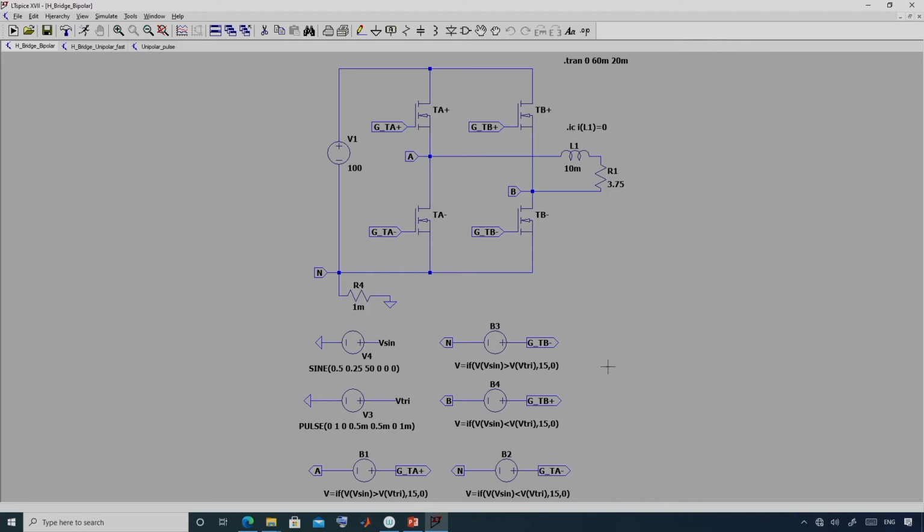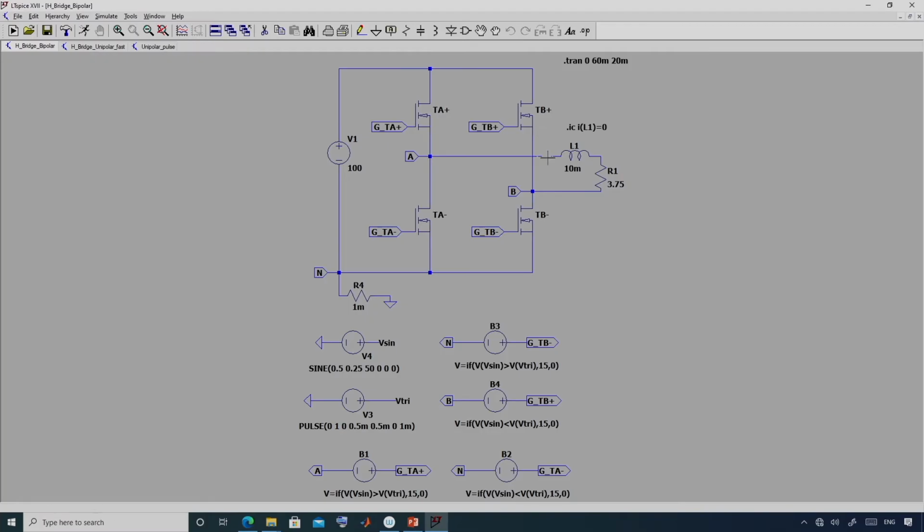I have simulated both the unipolar PWM and bipolar PWM to show you whatever we have discussed till now in the H-bridge. You can simulate it and see the waveforms, and that will also help you in designing the converter. This simulation is performed in LTspice. This is the H-bridge converter with 4 MOSFETs, and this is an inductive load of 10 millihenry and resistance 3.75 ohm which is used.